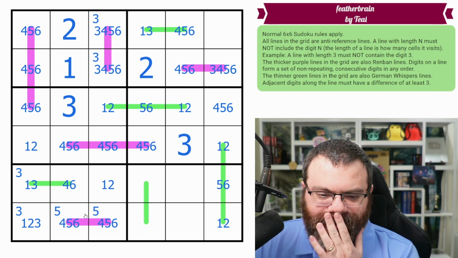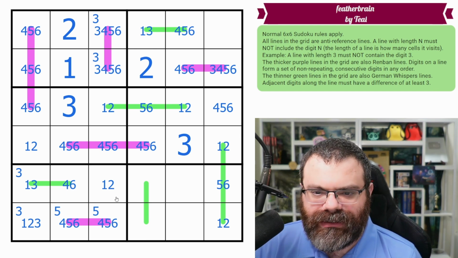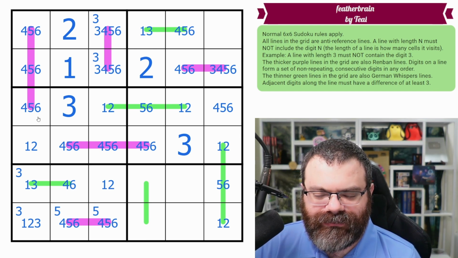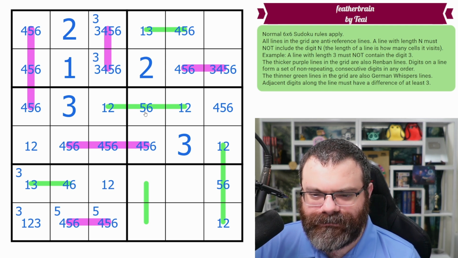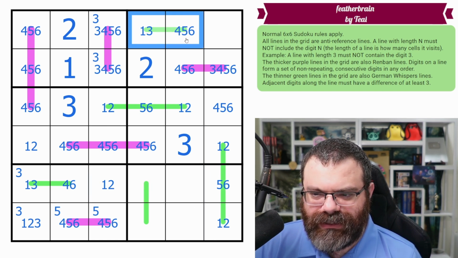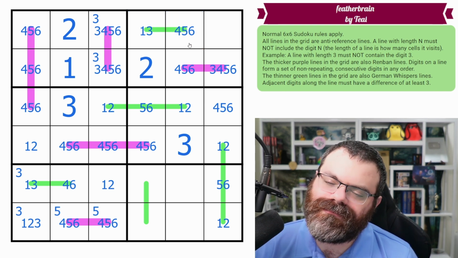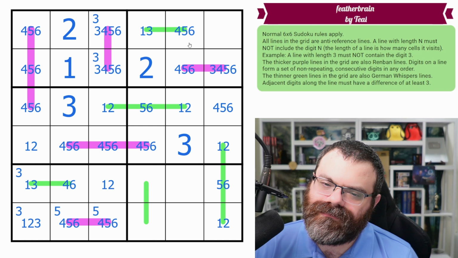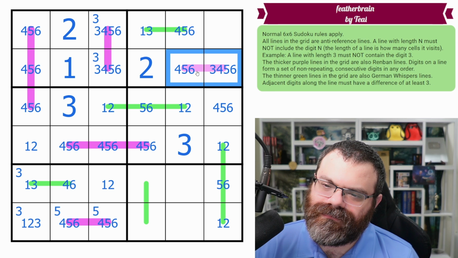I feel like I'm missing an important spot here. 1, 2, 3, 4, 5, 6. There's not really anything to force here. 1, 2. Ooh.